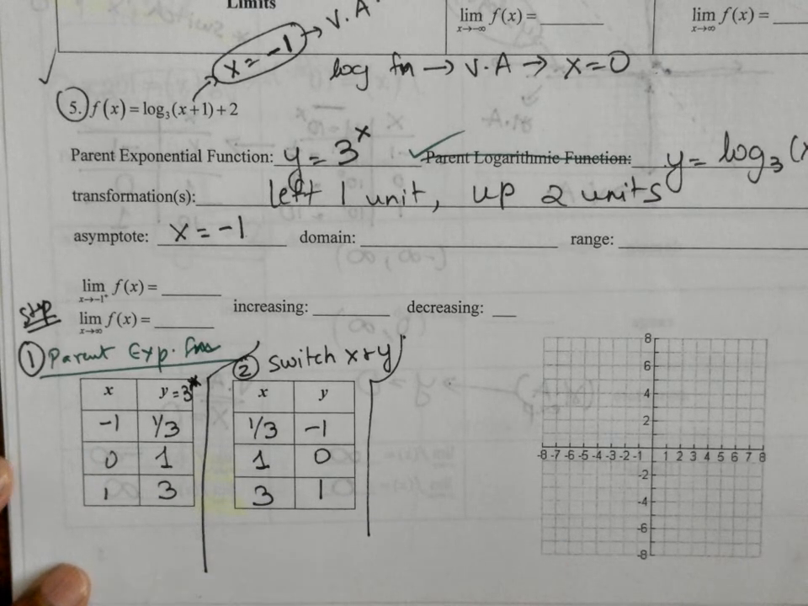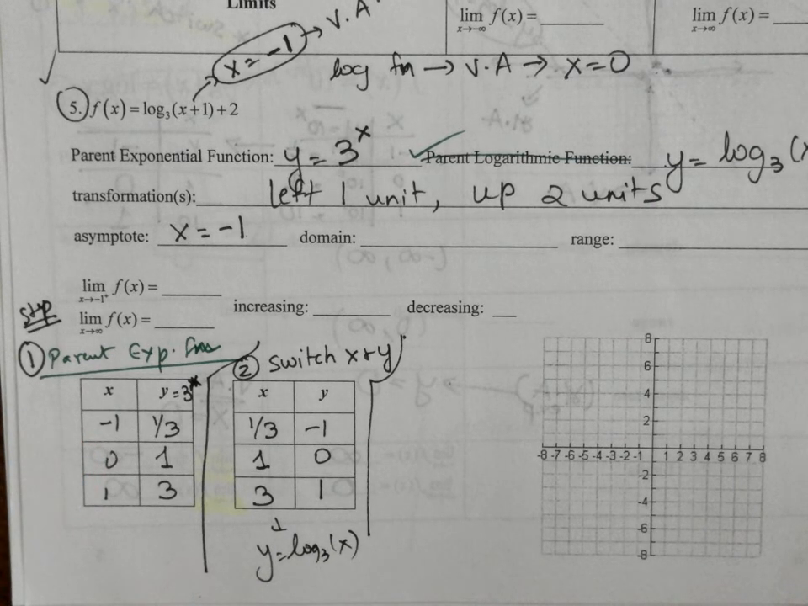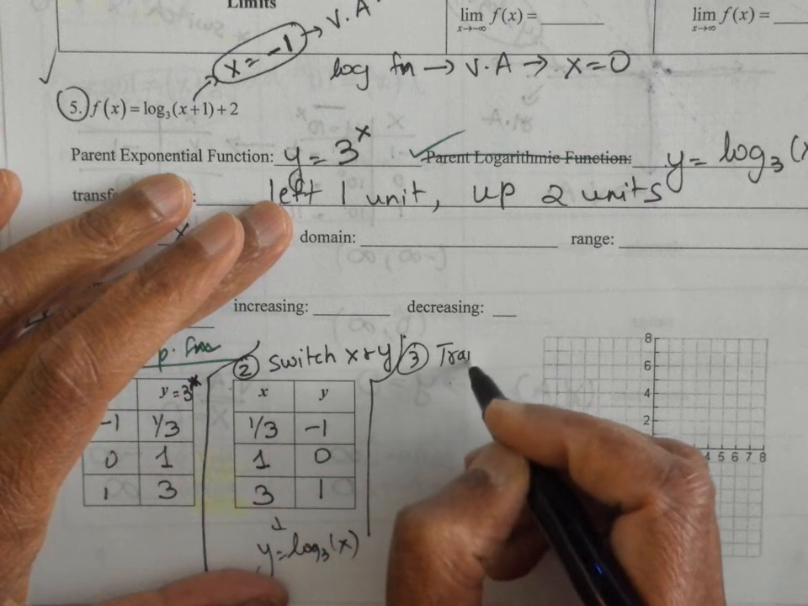This is how you would graph. If you were told to graph just log base 3 of x, this is what you would do. But you're not. You're going to do step number 3, where you apply the transformation.